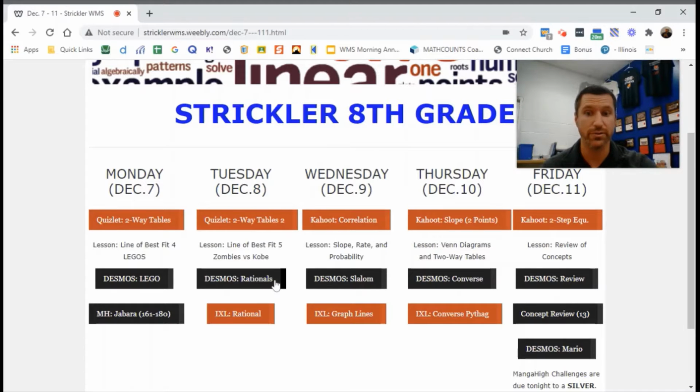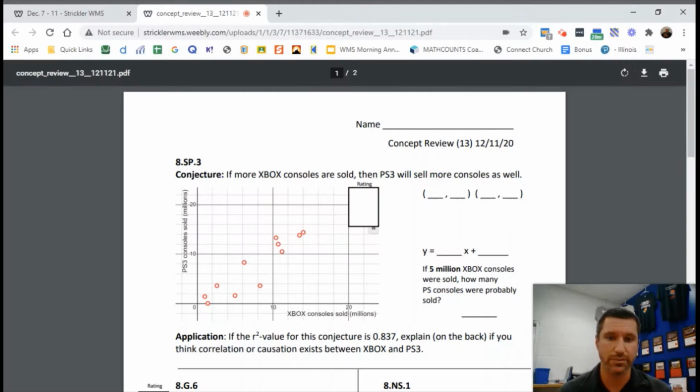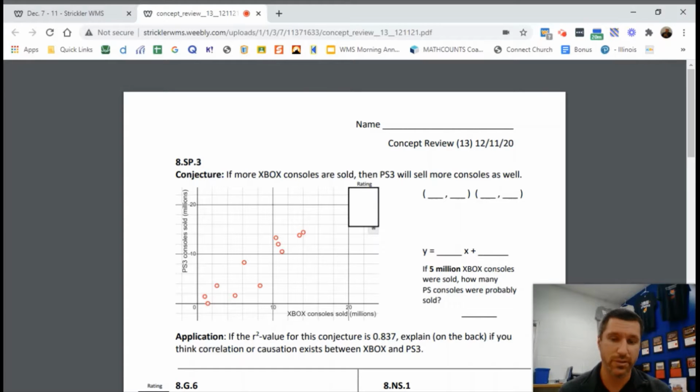I created the rational one. Slalom was them. It's where you have to actually put a line between some gates using the equation of a line. Converse of Pythagorean theorem was made by me, and then of course my Desmos review. So the concept review is the assessment, and I give that on a weekly basis. We're on a standards-based grading system, and here is the question that the students got on Friday.